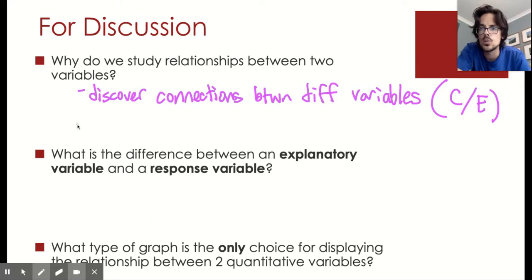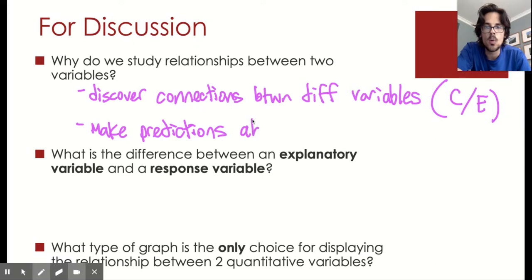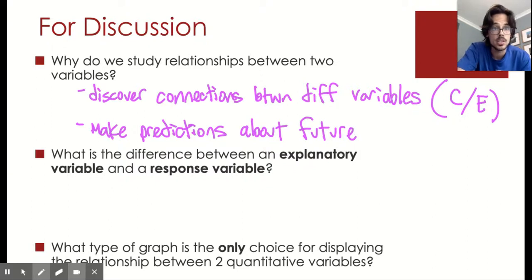You can also use it to make predictions about the future. So if I know that one variable is going to have some sort of an impact or tell me something about the other variable, I can make predictions about what's going to happen later on, which is pretty valuable. So we want to be able to explain what's already going on and discover if there are connections going on between variables, and we want to be able to use those connections to make predictions about the future.